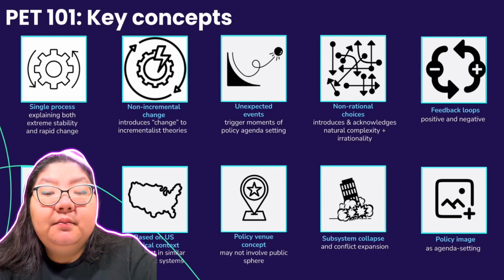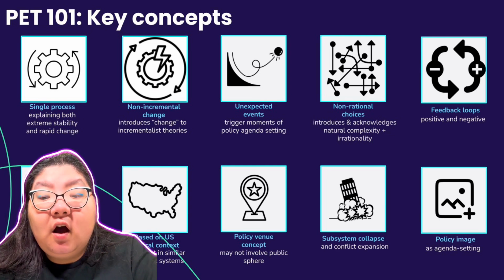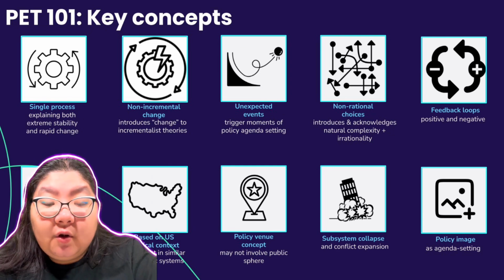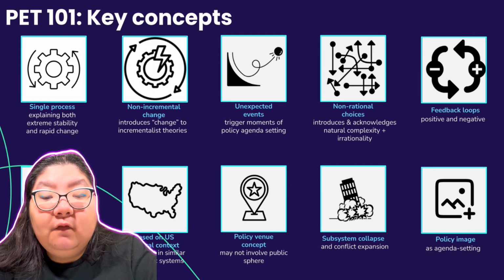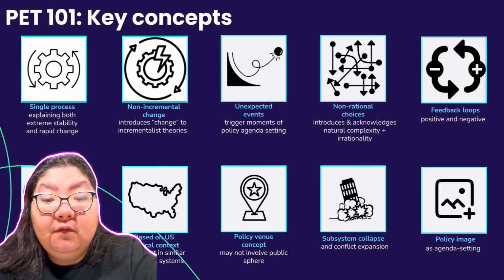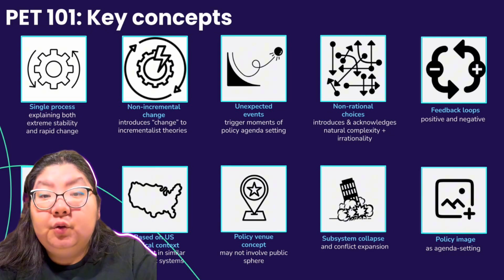The mechanisms available to the discontented are basically to change the policy image, expand conflict to include actors who were previously uninvolved, or shop for new policy venues.